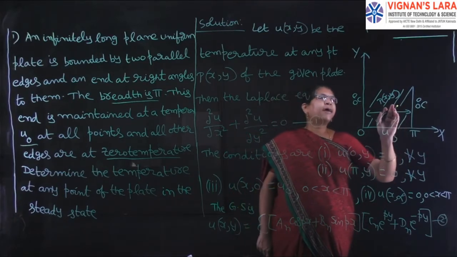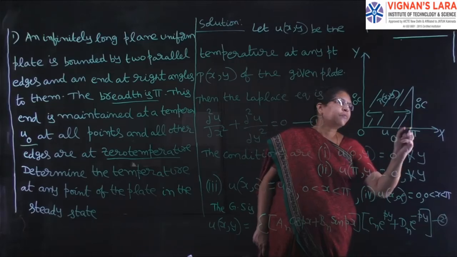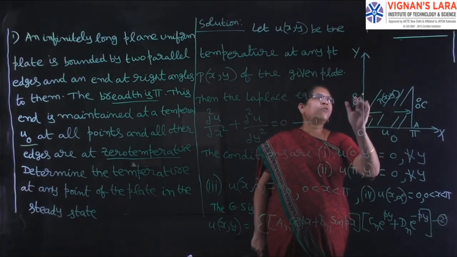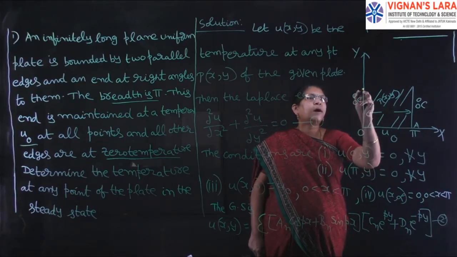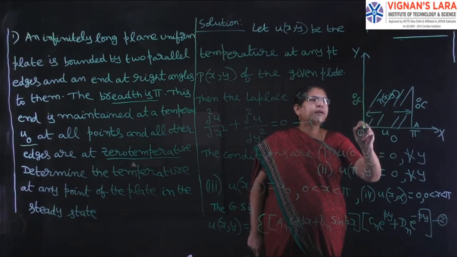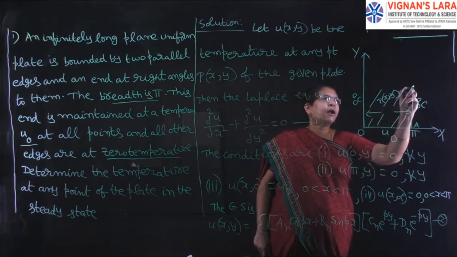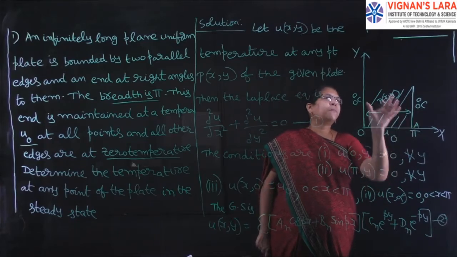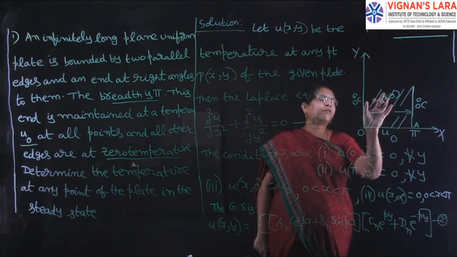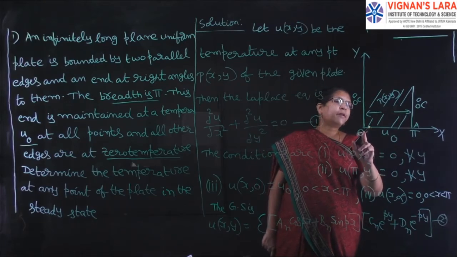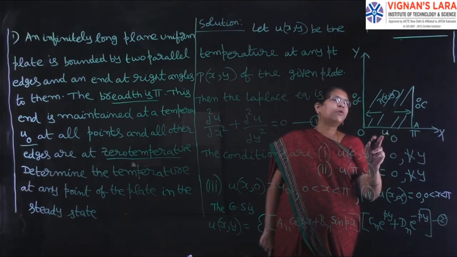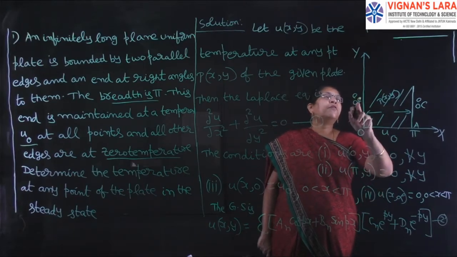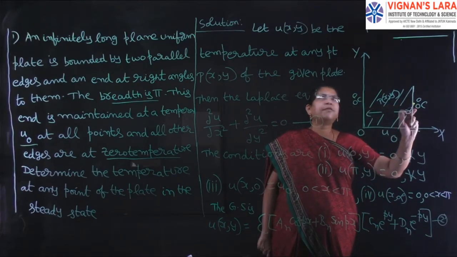You observe the diagram. The edge OA is perpendicular to the two parallel edges. What are the two parallel edges? This is one parallel edge and this is another parallel edge. The end OA is perpendicular to these two edges. What is the temperature for the end OA? U0. What is the temperature for the other parallel edges? 0 degree centigrade, 0 degree centigrade.